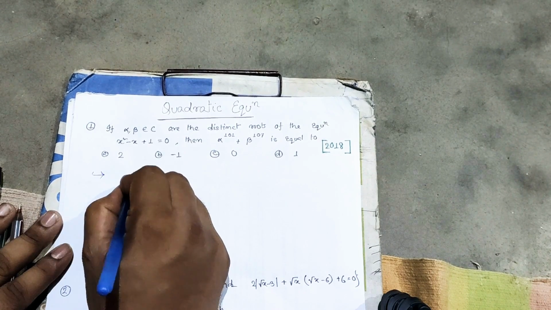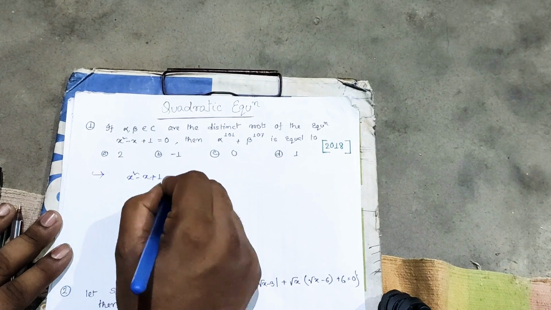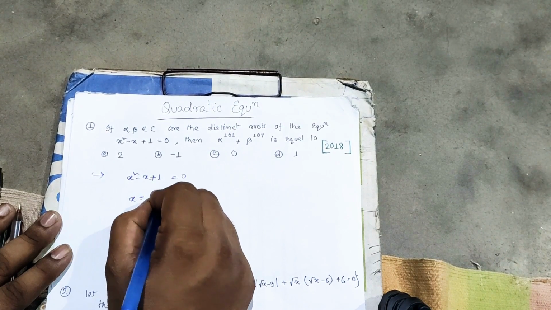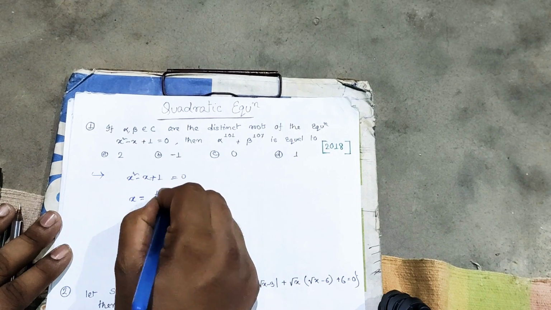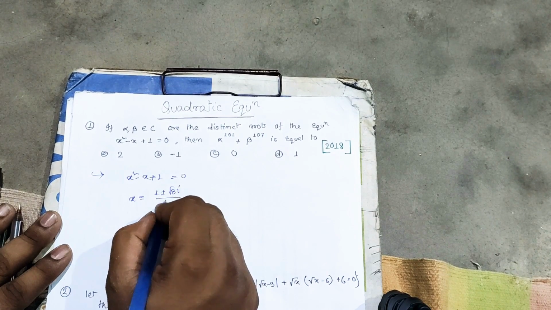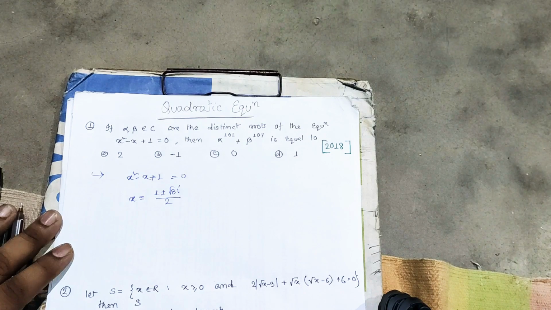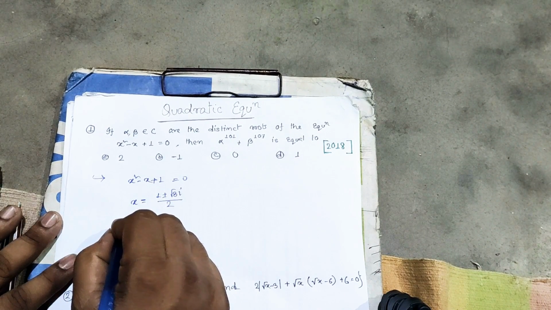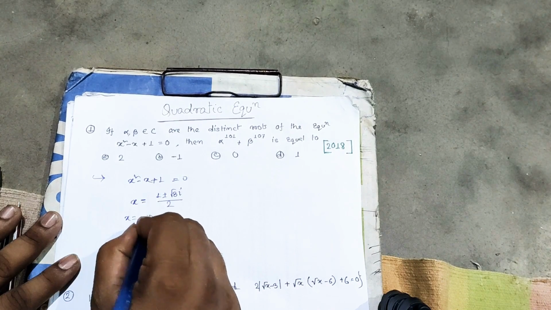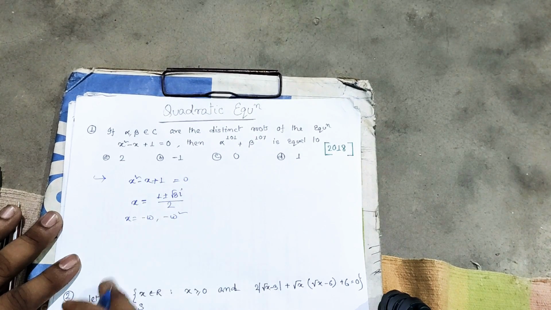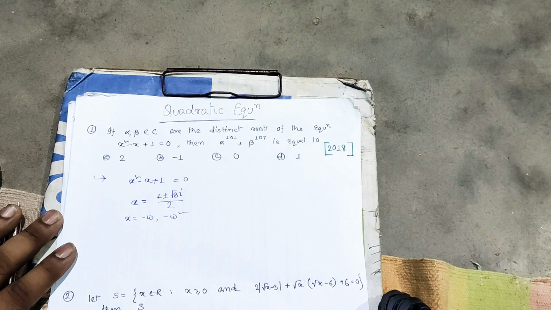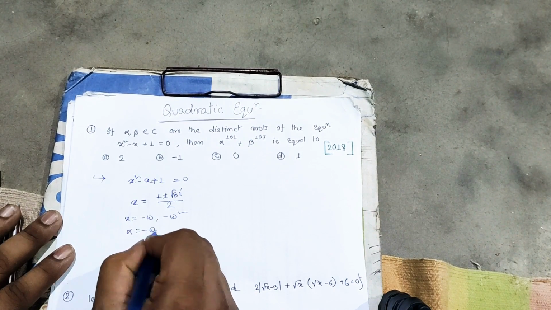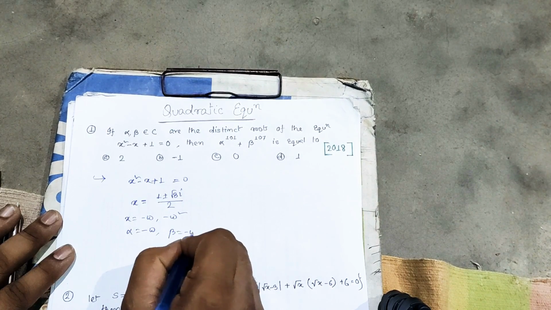If we solve x square minus x plus 1 equals to 0, we will get x equals to 1 plus minus root 3 iota by 2 by Sridharacharya's method. So we can say that x equals to minus omega, minus omega square. You can check it. So I can say alpha equals to minus omega and beta equals to minus omega square.